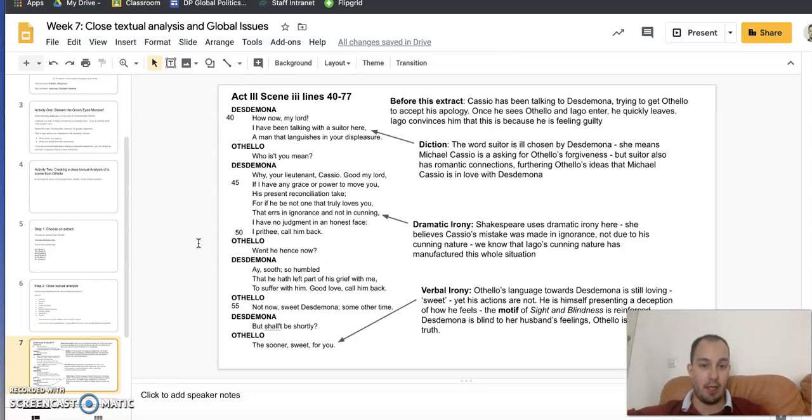And you can see how a simple word choice matters, if she says, I've been talking with a man here, or a former soldier here. And later on in this scene, on line 48, you have this dramatic irony, because Desdemona says that Michael Cassio is just ignorant, not cunning, he just made a silly mistake through ignorance, not from his cunning nature. So she believes that Cassio's mistake was made in ignorance, not due to anything evil. But we know that actually Michael Cassio's mistake was made because of Iago's cunning nature.